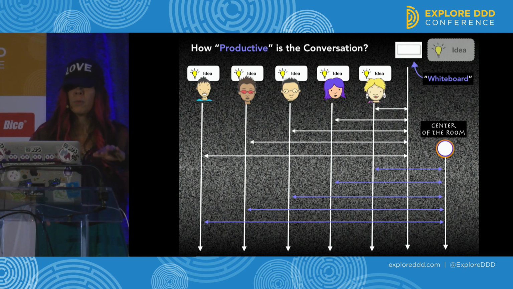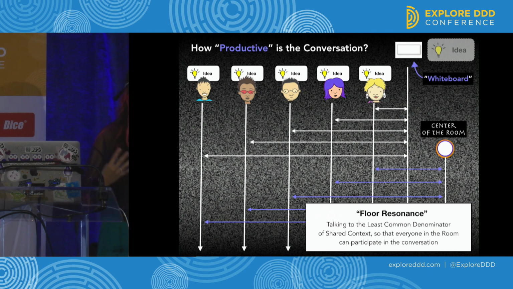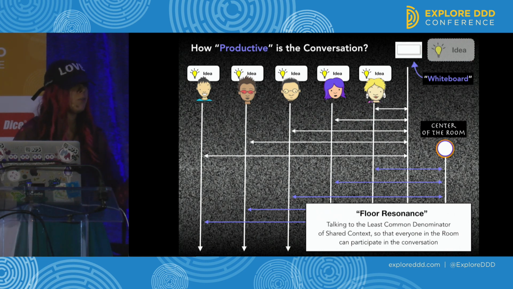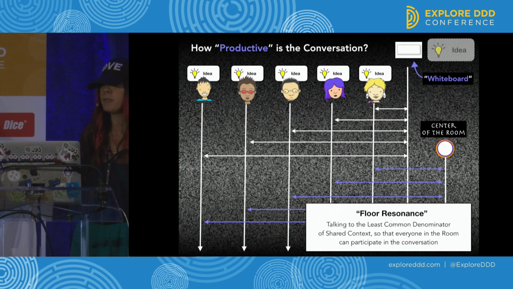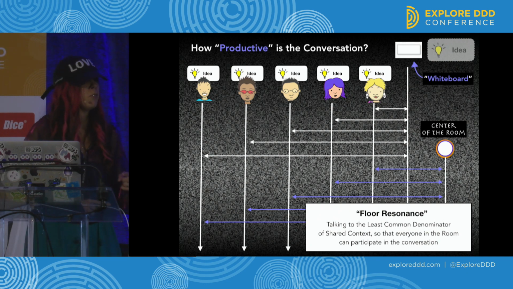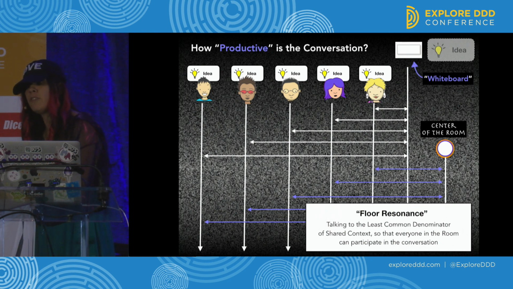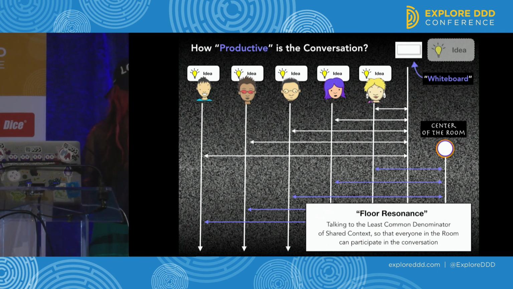And so the way I think about these adjustments is this concept of floor resonance, in that we talk to the least common denominator of shared context so that everyone in the room can participate in the conversation. And we do this just as a matter of social norms. But depending on what we're trying to do, the familiarity level of the people in the room, and how much deep familiarity you need to be able to make progress on the thoughts, all of these different factors can have a huge effect on whether you're able to have a productive conversation.